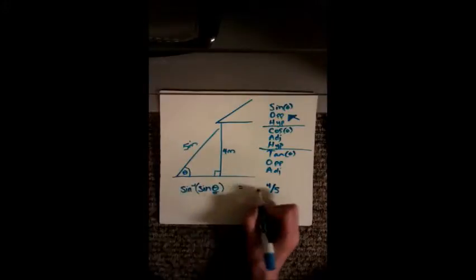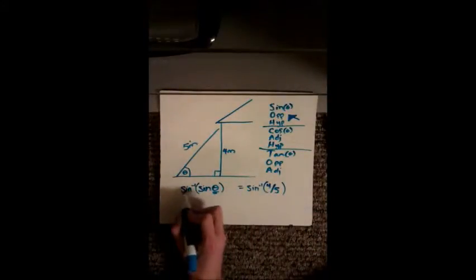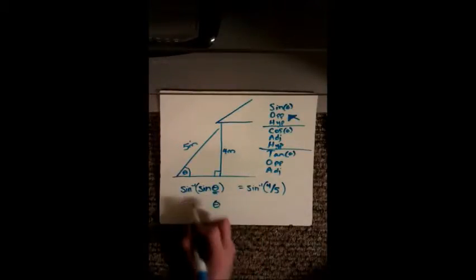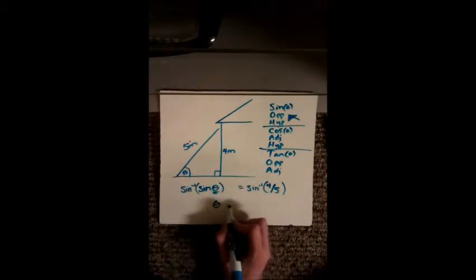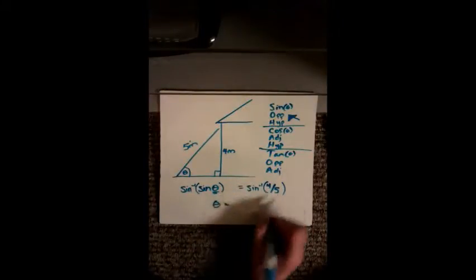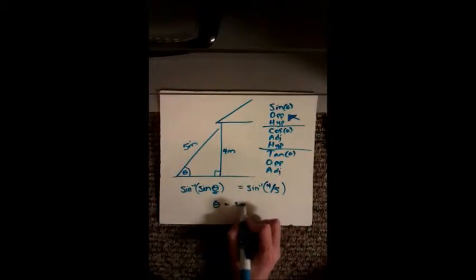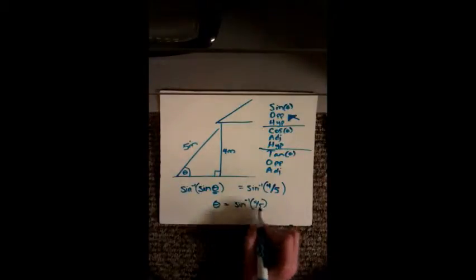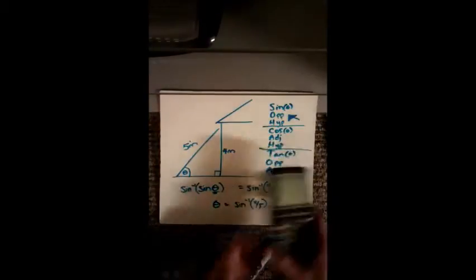So if I take the sine inverse of both sides of my equation, well, sine inverse of sine of theta would just be theta. The inverses cancel each other out. And the sine inverse of 4/5, well, I don't know what that is off the top of my head, but I can figure it out pretty quick using my handy dandy calculator.